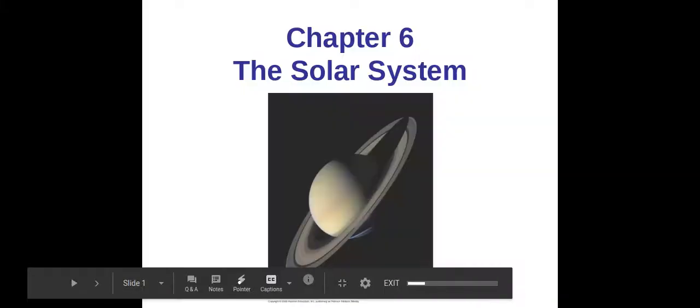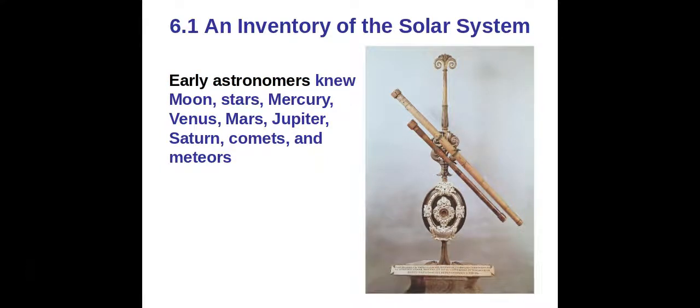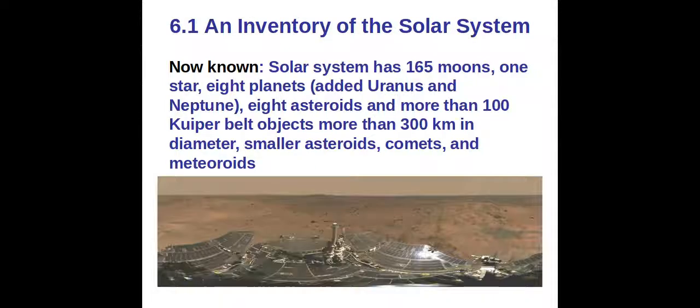All right, today's lecture is on the solar system. Early astronomers knew about the basic stuff: the moon, stars, Mercury, Venus, Mars, Jupiter, Saturn, comets, and meteors. Now we know, and this isn't even current, there's a lot more that we've discovered. The solar system has at least 165 moons, one star, 8 planets.